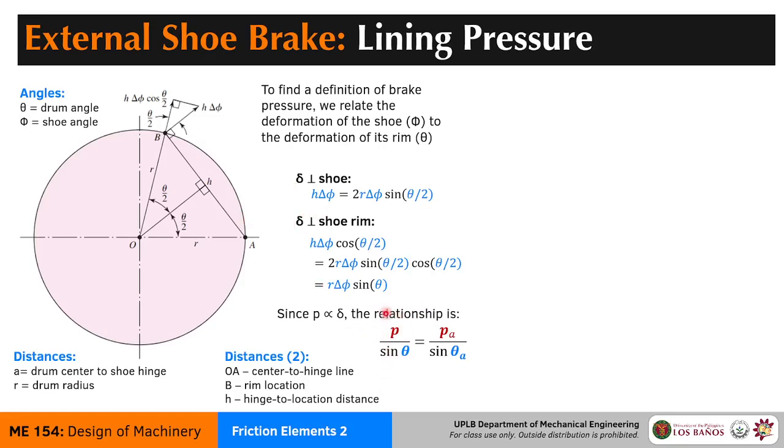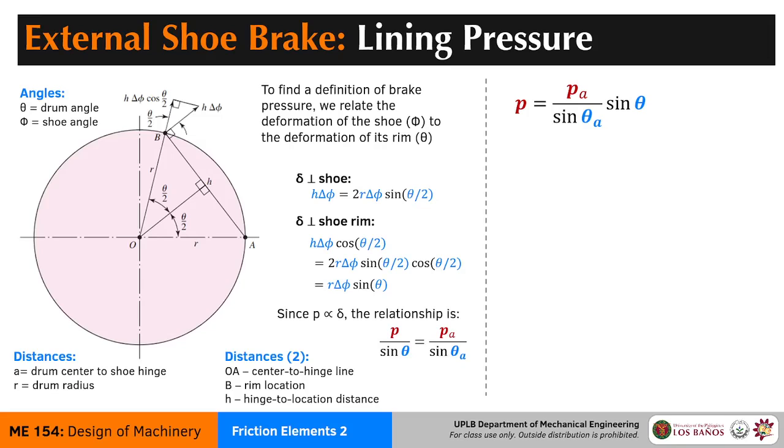You get brake pressure P over sine theta, which is also equal to the maximum pressure, the actuating pressure P sub A, over sine theta A. So this is the max pressure, and theta A denotes the location of the max pressure. If you rearrange this, you get a function of the pressure like so. Now, what's the relevance of this? This is relevant in locating the maximum pressure on the brake.